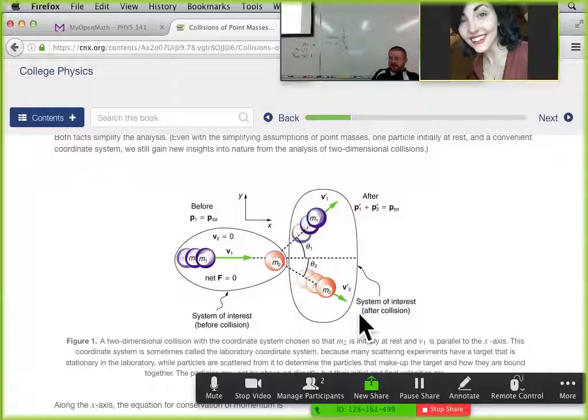The thing to think about is what is the initial momentum in the y direction? And what is the final momentum in the y direction? What is the initial momentum in the x direction? What is the final momentum in the x direction? And what is momentum anyway? Right? Remember that momentum is mass times the velocity vector.